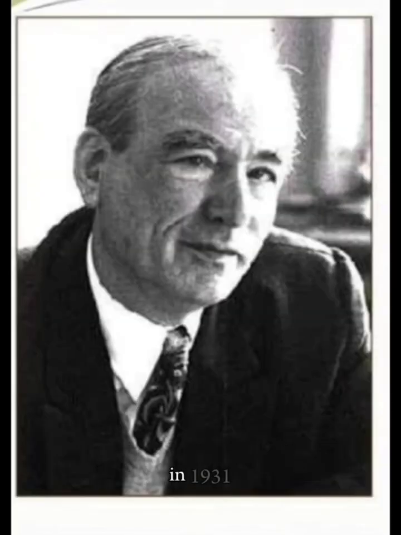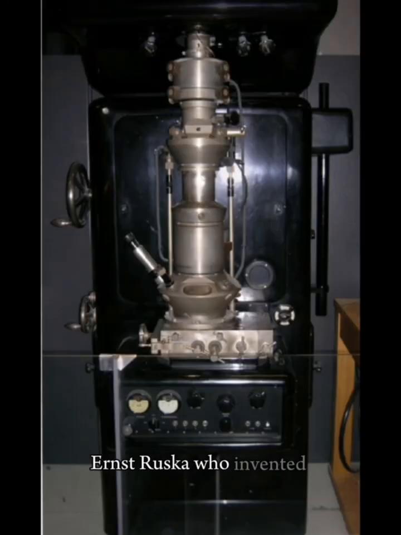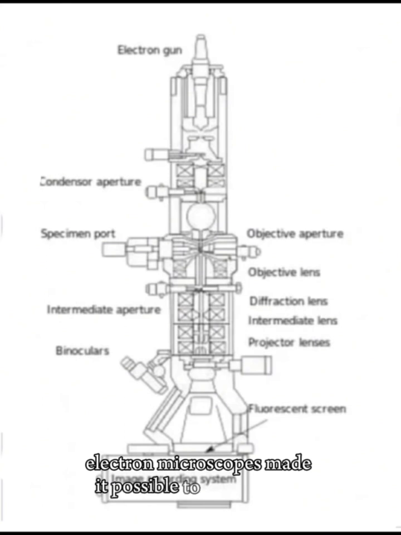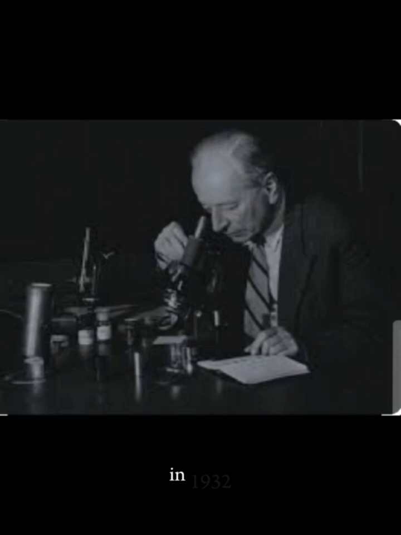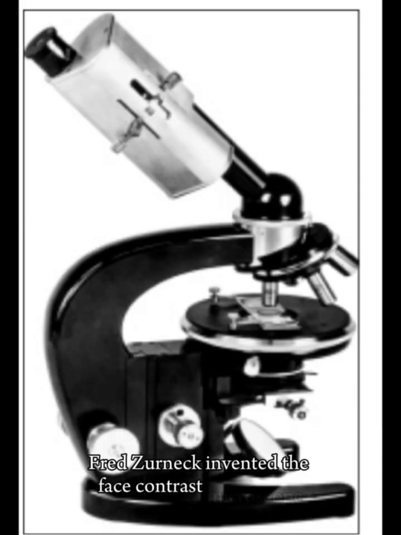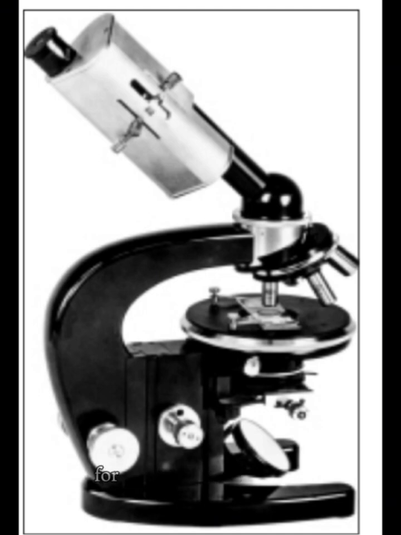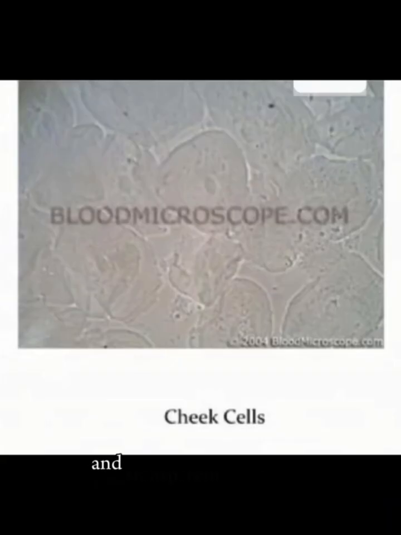In 1931, Ernst Ruska co-invented the electron microscope. An electron microscope depends on electrons rather than light to view an object. Electron microscopes made it possible to view objects as small as the diameter of an atom. In 1932, Fritz Zernike invented the phase contrast microscope that allowed for the study of colorless and transparent biological materials.